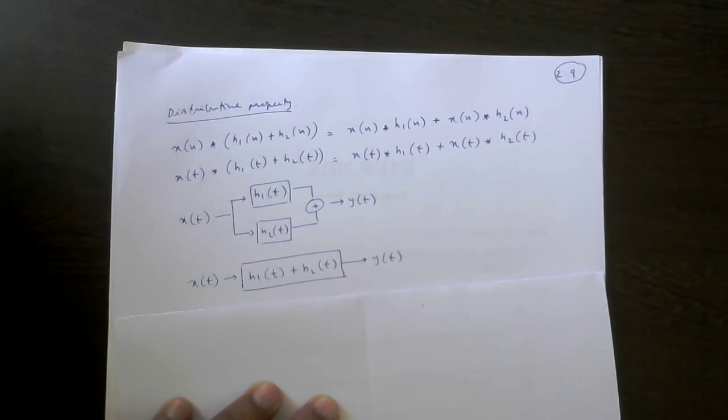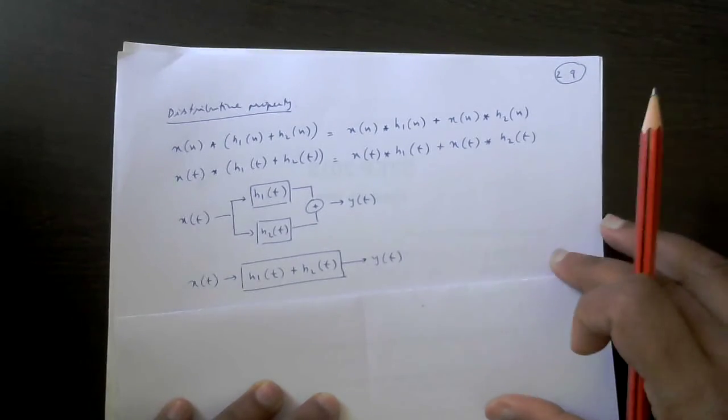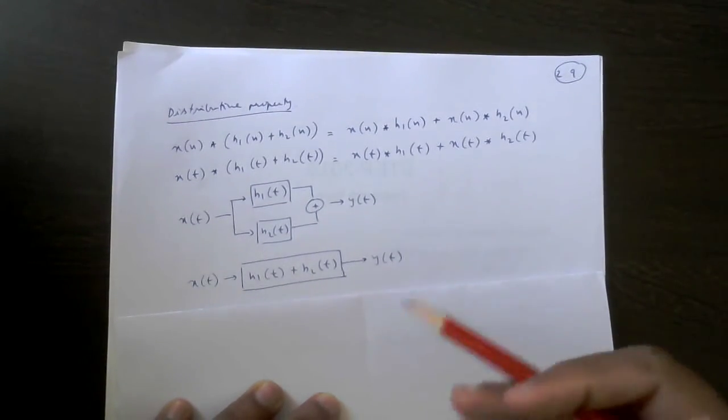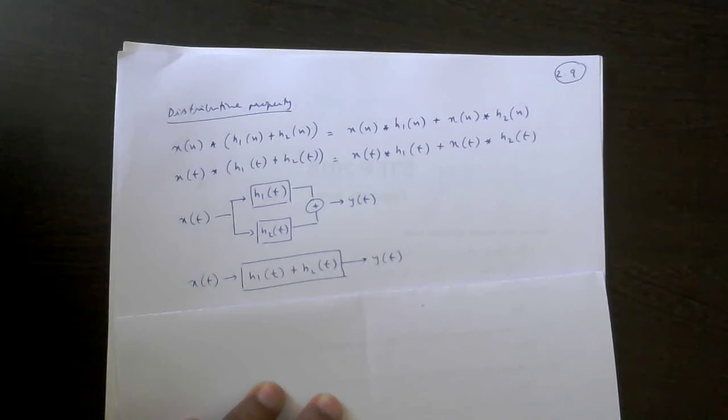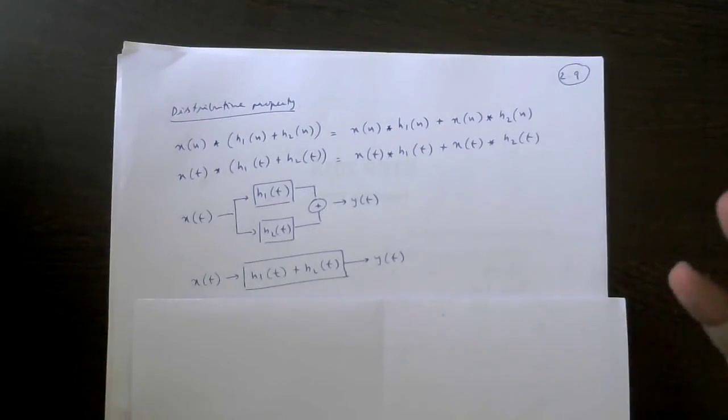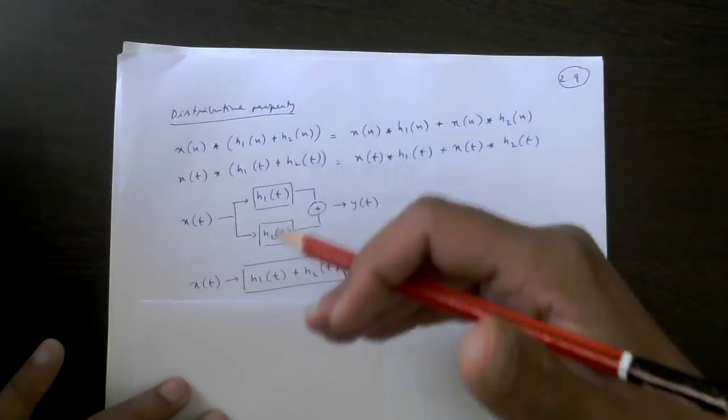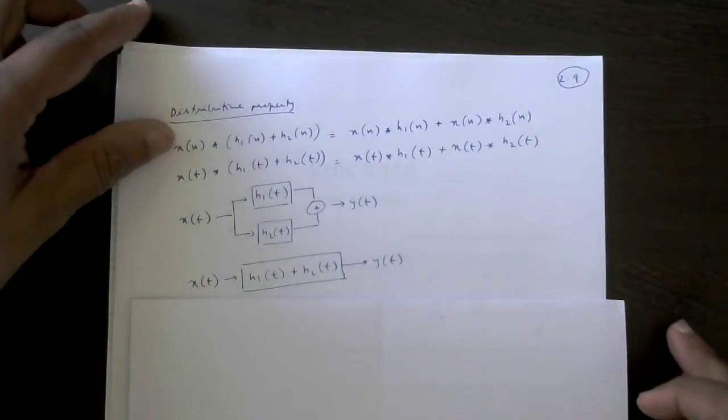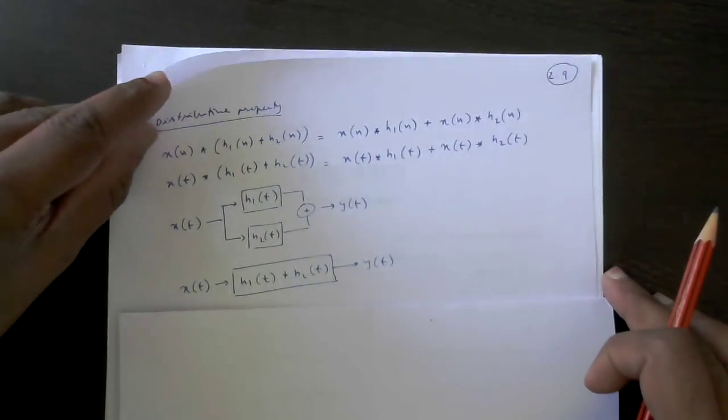So convolution distributes over addition. This may be useful in certain cases. This property can be used to simplify complicated convolution expressions if you are able to split it into two constituent parts. Again, this will be useful in solving problems.